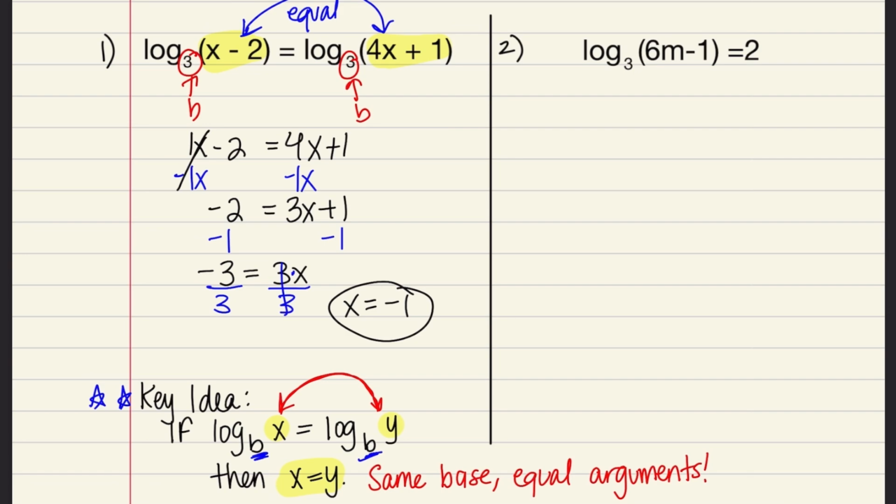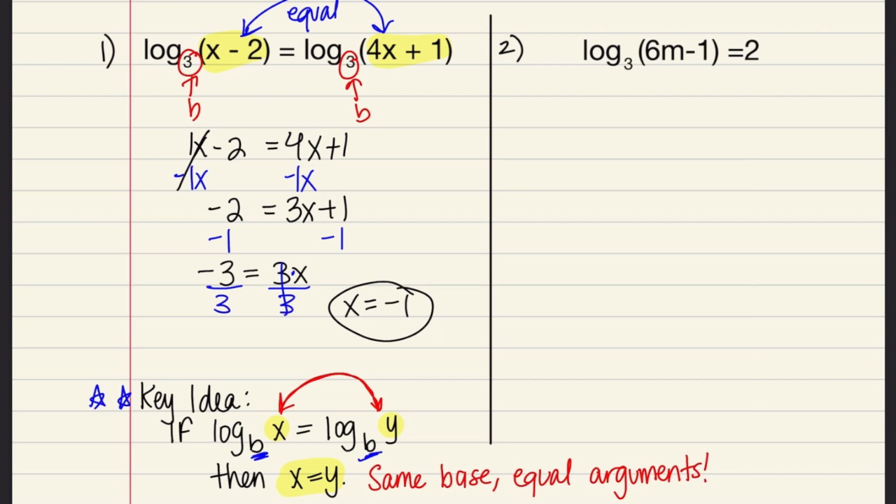But I do know that in order to find the argument, I can change this to its inverse form of an exponential equation. In doing so, the argument will be exposed, and then I can try to find m and get it alone. So let's take this logarithm and change it to exponential form, all right?